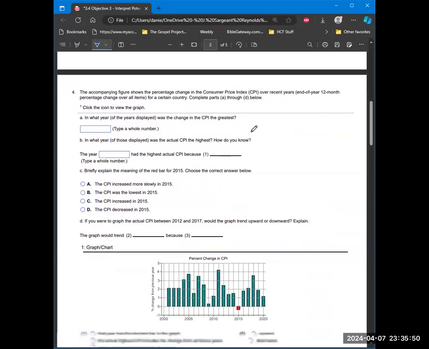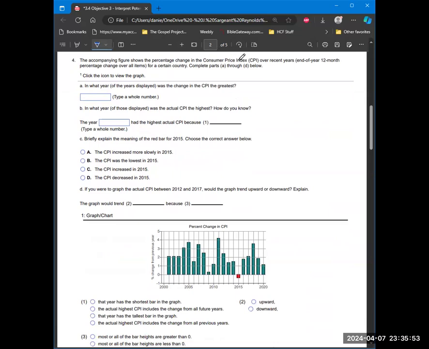The accompanying figure shows the percentage change in the consumer price index, CPI, over recent years. End of year 12-month percentage change, overall items for a certain country, complete parts A through D. So this is exactly inflation that I was talking about. So the change in the percent change from previous year. So this is a rate of change. This is a percent change. This is inflation, is what we're talking about.